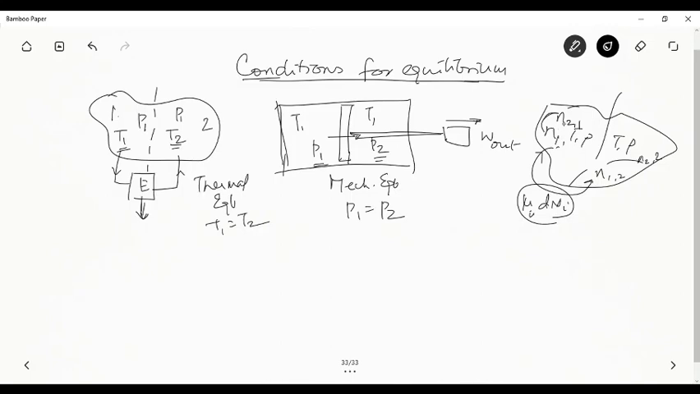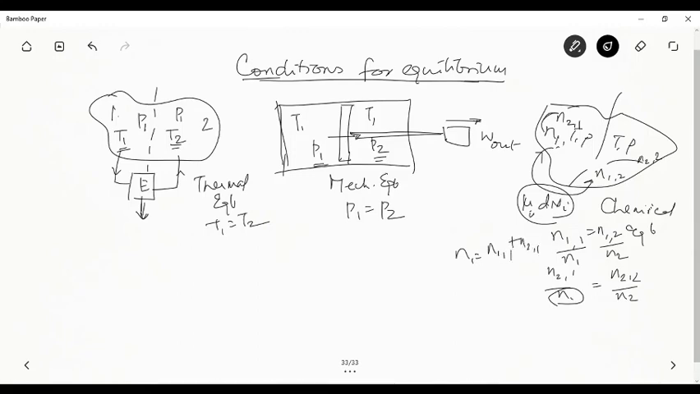So what it also requires is that the composition has to be the same between these two parts. That is what we call chemical equilibrium, which basically requires N1^1 by N1 equal to N1^2 by N2, and similarly N2^1 by N1 equal to N2^2 by N2. Here N1 is N1^1 plus N2^1, and N2 is N1^2 plus N2^2.